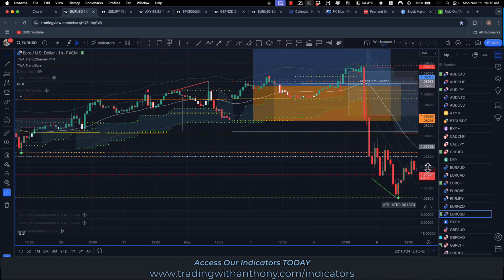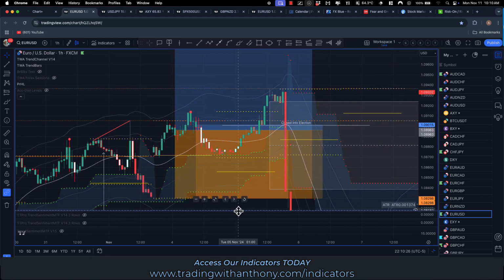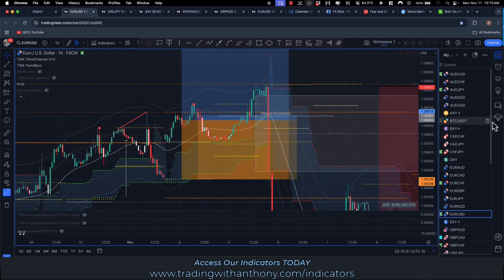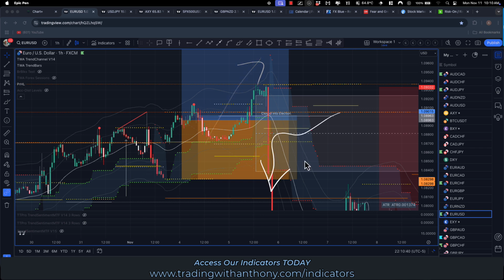Euro dollar. This one was a buy. We ended up closing it into the election. Again, looking at trend continuation on the 1 hour time frame. But the elections occurred and that happened. But yeah, we closed this one slightly in profit at break even.